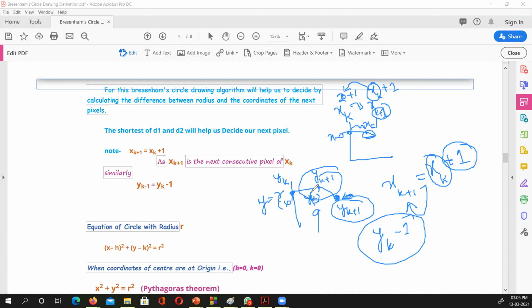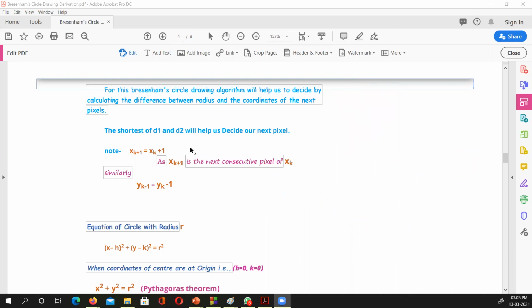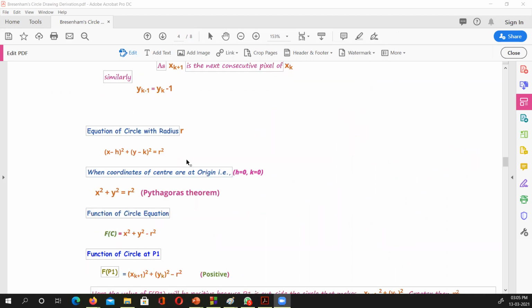Okay, and we know the equation of the circle here. The equation of a circle is x square plus y square is equal to r square if h is 0 and k is 0, because the general form is x minus h, y minus k. Now if h is 0 and k is 0, it becomes x square plus y square is equal to r square. And if I say the function of the circle, r square goes on this side, it becomes x square plus y square minus r square.